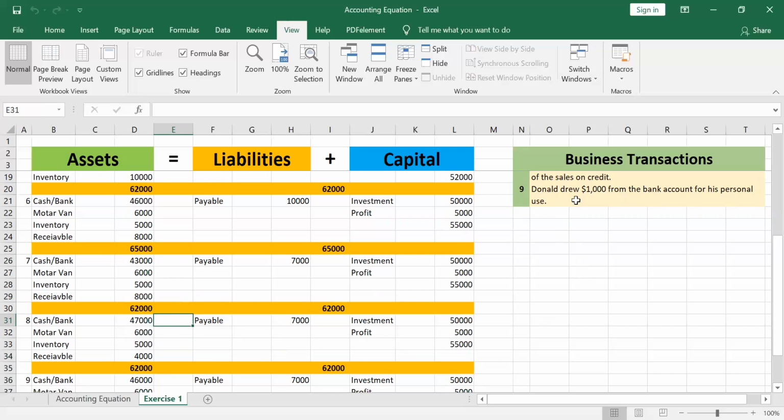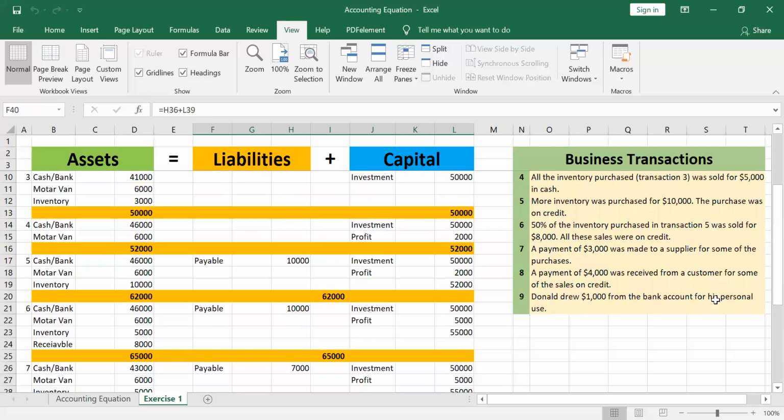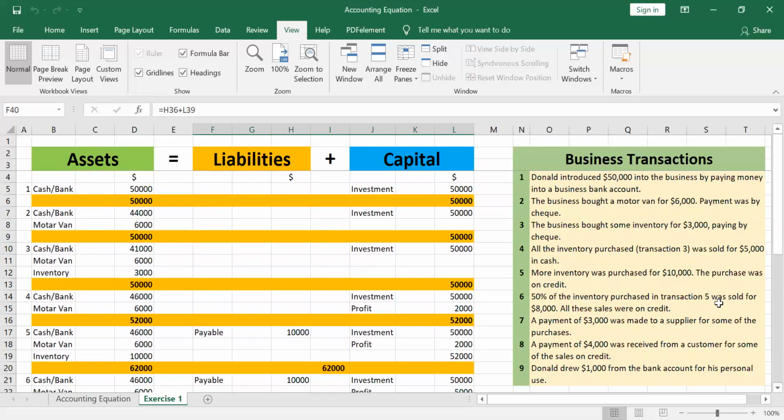The last transaction we have is that Donald drew 1,000 from the bank account for his personal use. So these are the drawings. And do you remember drawings will be deducted from the capital? So 1,000 cash, we had 47,000. 1,000 has been taken from it. The remaining cash is 46,000, and these drawings will be deducted from the capital. So total assets 61,000, liabilities and capital 61,000. This is how you plot the transactions into the accounting equation. This was just a supporting exercise to make your concepts even better.